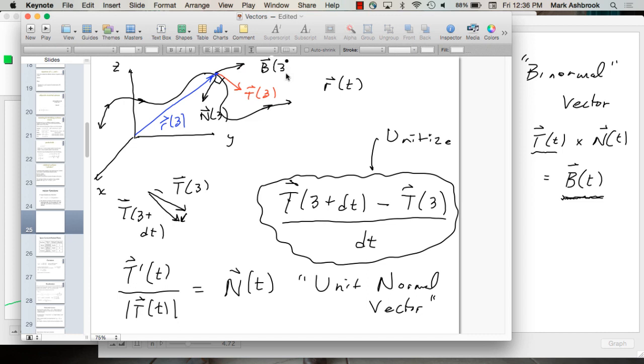So that would be B of 3, okay? So now it looks like this. Does that look like it's going back into the board? Kind of? Yeah, okay.